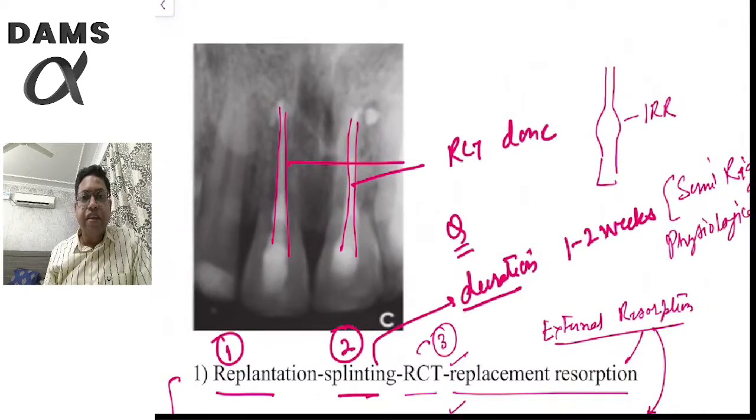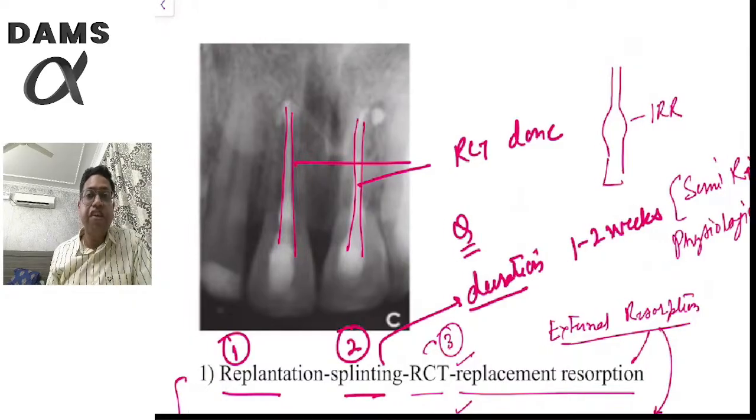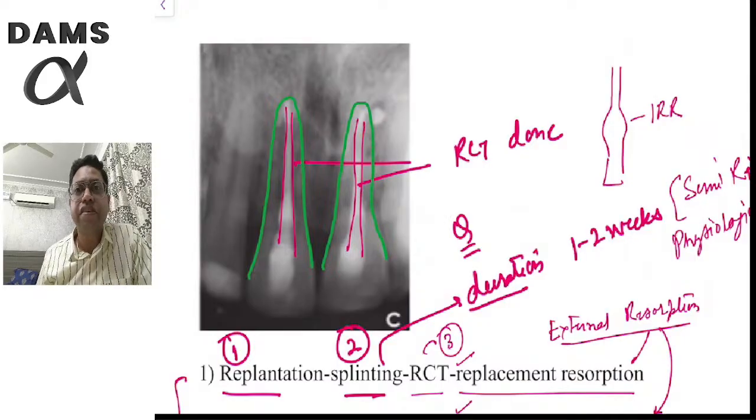Okay. We can see the root outline of the tooth. Firstly, we have seen the root canal outline. Now we see the root outline. We can see they are in a post-operative radiograph. Complete root outlines are there.